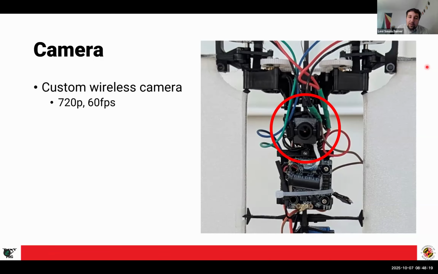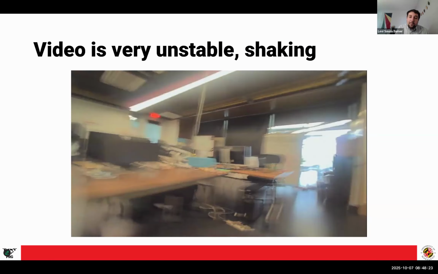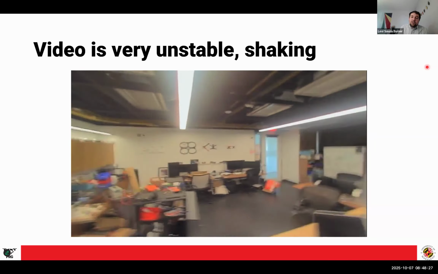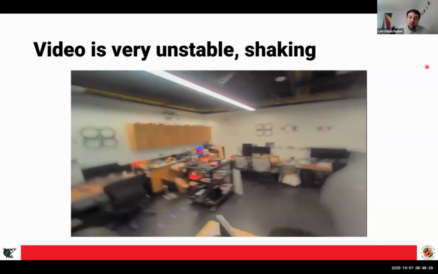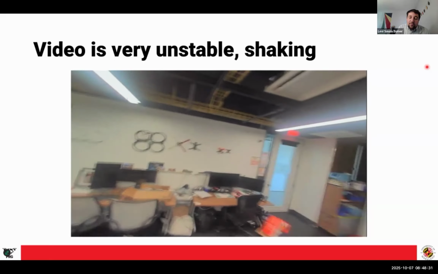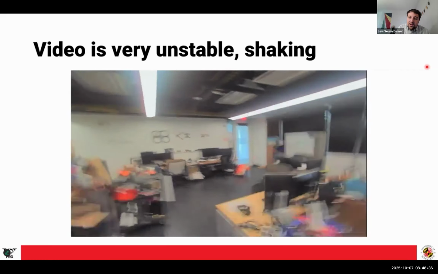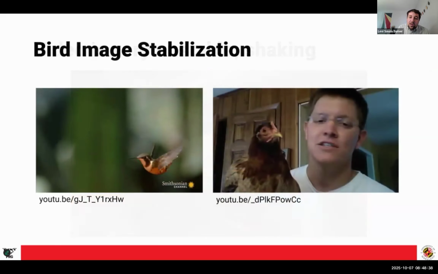My flapper is one of the only ones with an onboard wireless camera. And when you capture video from that flapper, it looks like this. It's shaking all around, it's blurry. No human wants to see this, and no visual odometry algorithm or computer vision algorithm wants to see frames like this. And it's limited applications, like I said.